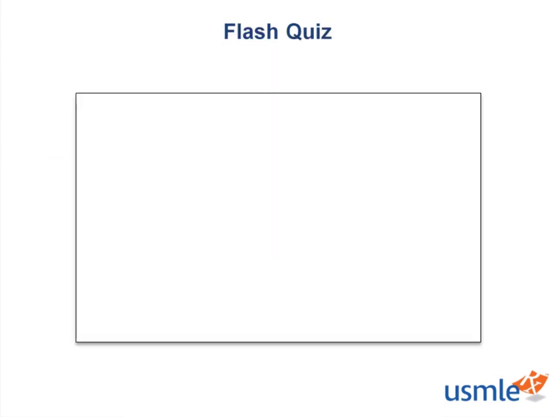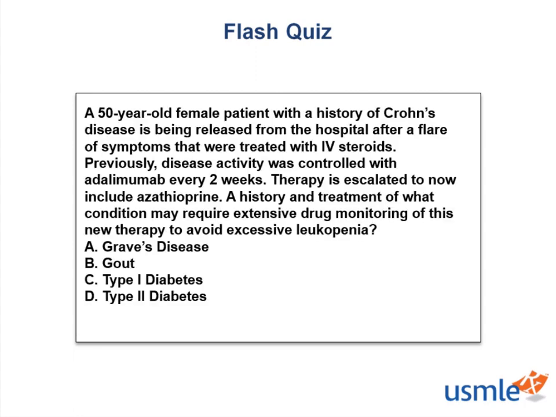Alright friends, it's time for a flash quiz. The question reads that a 50-year-old female patient with a history of Crohn's disease is being released from the hospital after a flare of symptoms that were treated with IV steroids. Previously, disease activity was controlled with adalimumab every 2 weeks. Therapy is escalated to now include azathioprine. A history and treatment of what condition may require extensive drug monitoring of this new therapy to avoid excessive leukopenia?